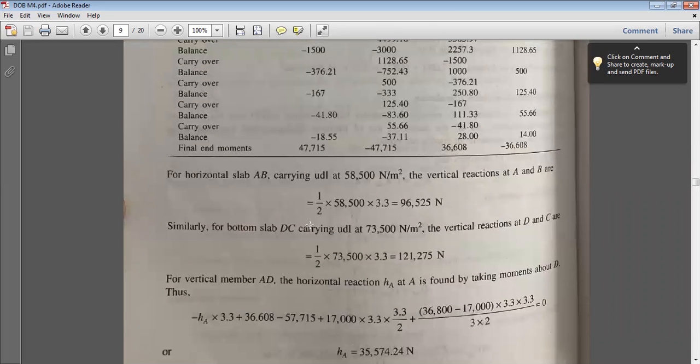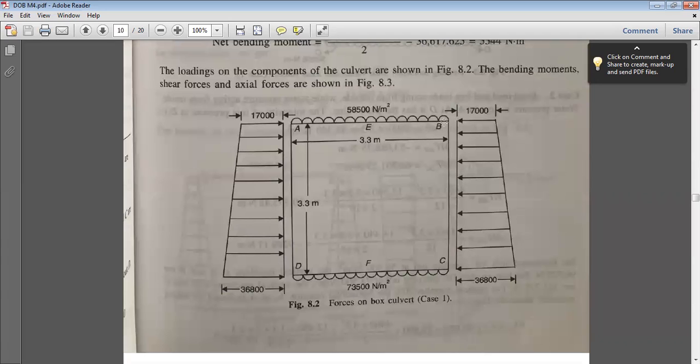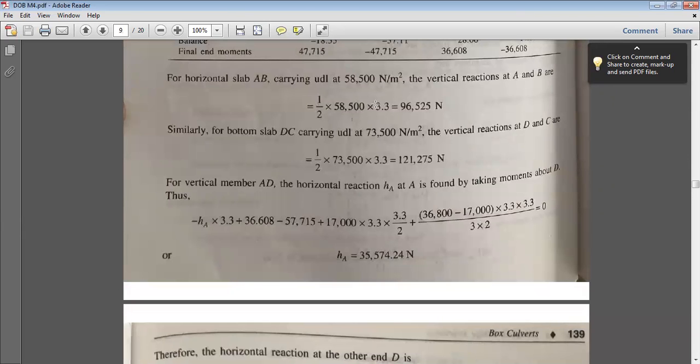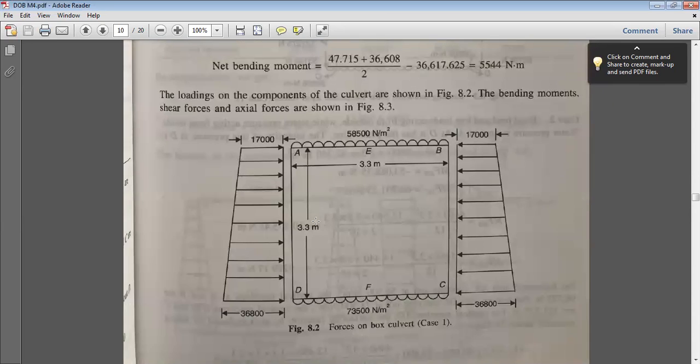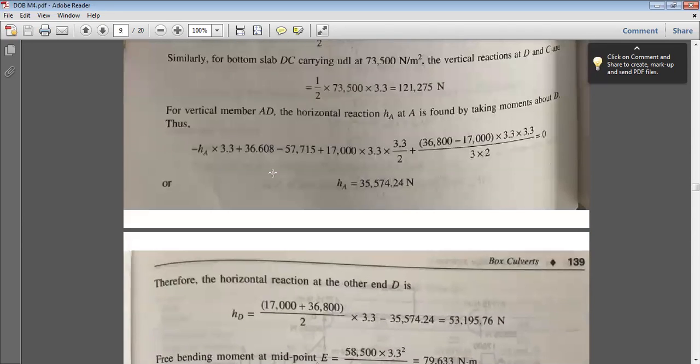Now for the horizontal slab AB carrying a load of 58,500 Newton per meter square, the vertical reactions at A and B I need to calculate. That is the shear force. AB is subjected to UDL, right? Shear force is nothing but WL by 2, 96,525. Similarly, for the bottom slab, soil reaction is 73,500, again WL by 2. For AD, since we have the linearly varying load, I have to go for the equilibrium equation.